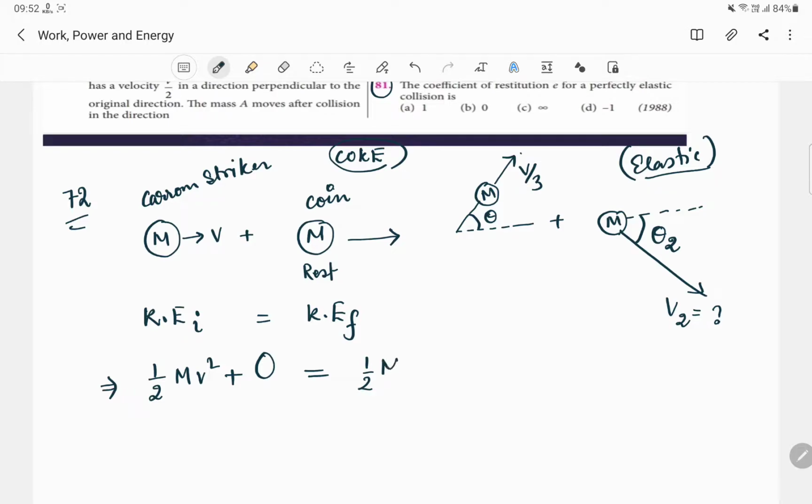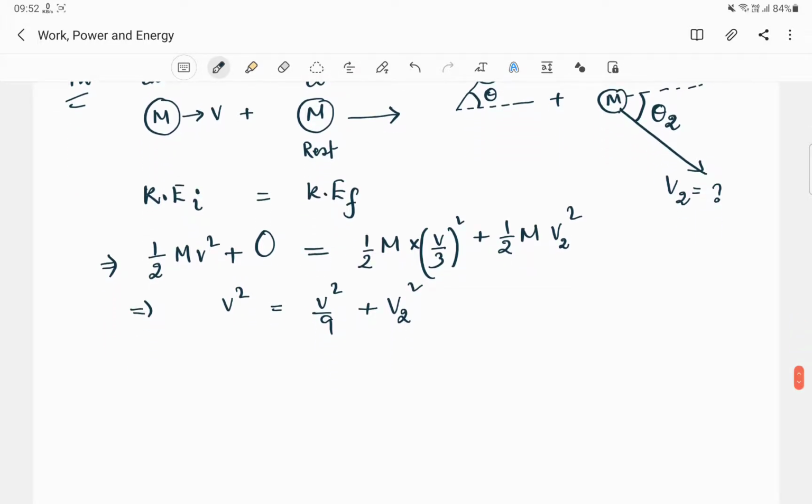It will be half capital M into v by 3 whole square plus, and what will be the kinetic energy of the second particle after collision? Let it be v2, so v2 square. And from here we can cancel out half, and we will have v square is equal to v square divided by 9 plus v2 square. We take out half m, or m by 2, common and eliminate it from both sides of the equation. If v square by 9 is transferred to the left hand side, it will be v square minus v square by 9, and this will be equal to v2 square.